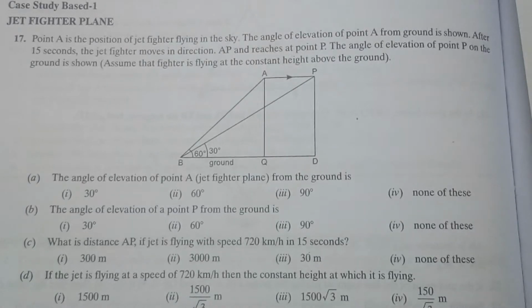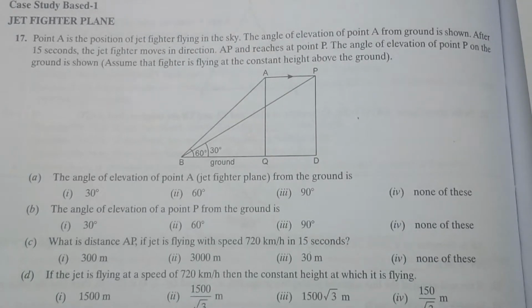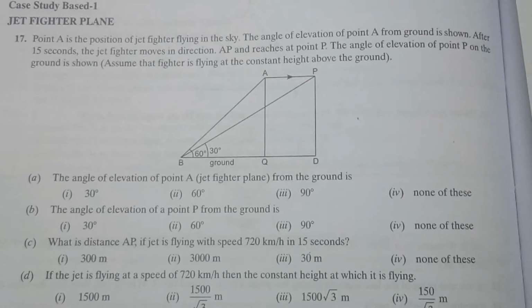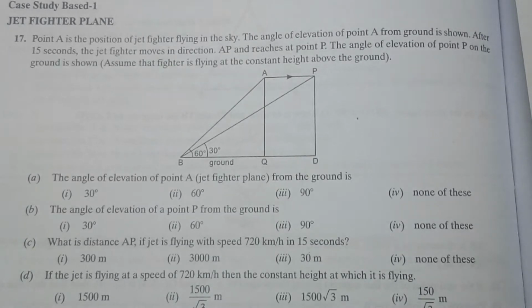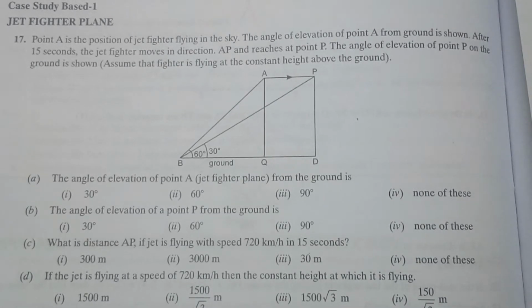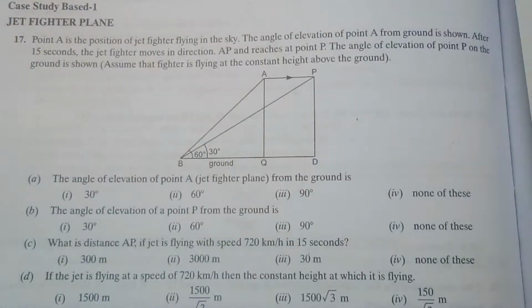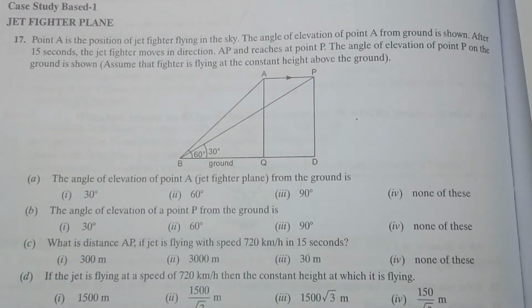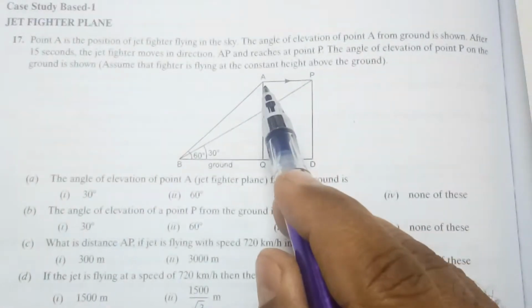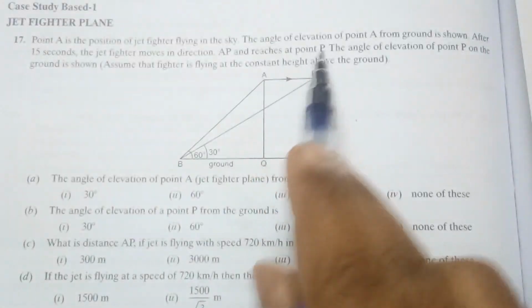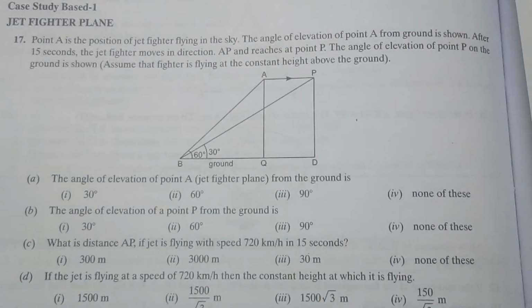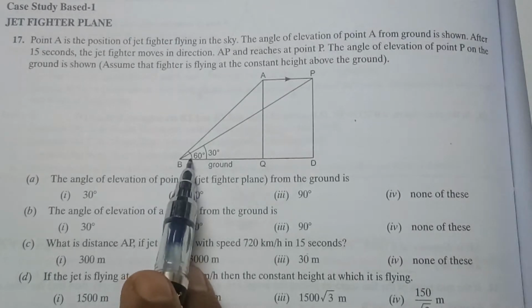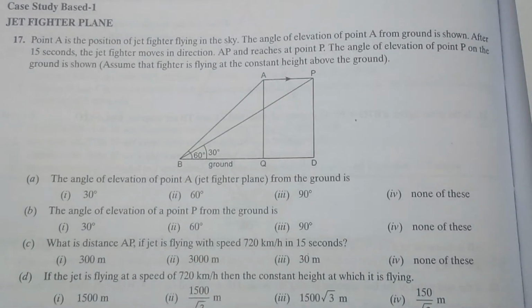Student, this question is a case study question from the chapter Application of Trigonometry. It is given here. A point A is the position of a jet fighter flying in the sky. This is the point A. The angle of elevation of point A from the ground is shown. The angle of elevation is also given here, which is 60 degrees.